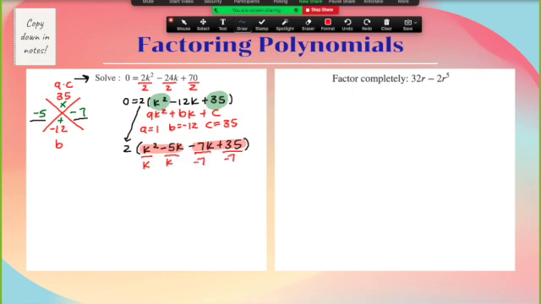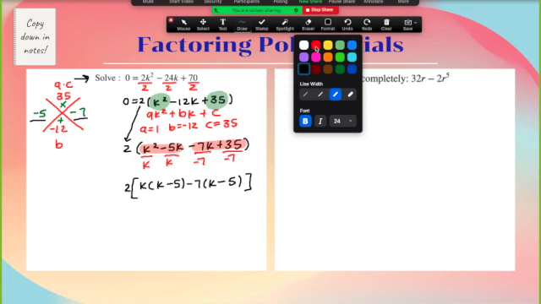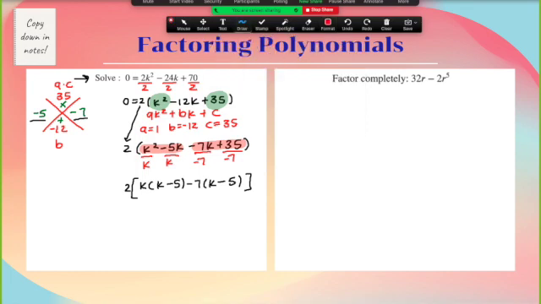Let's do negative 7. So if I do that, I still have the 2 here. We get k times (k minus 5). Over here we get negative 7 times (k minus 5) as well. From that, I want to check to make sure we get the same factor. And we did, because we got k minus 5 and k minus 5, which is good.